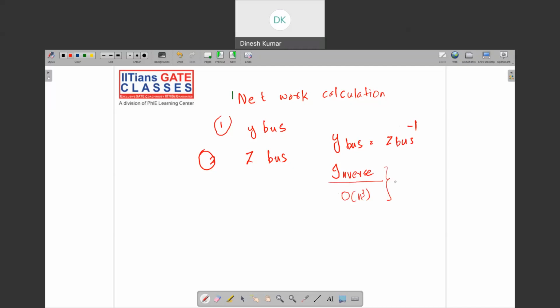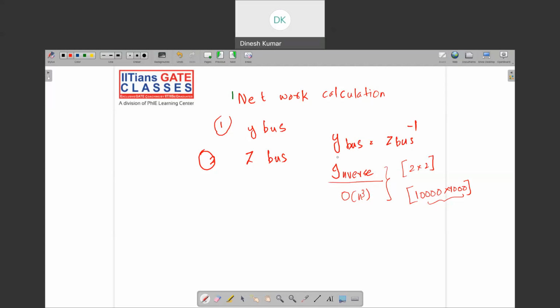If you think about very small matrices, like 2 by 2 or 3 by 3, then we can easily take the inverse. But if you consider a 1000 bus or 2000 bus system, then the matrix will be almost like 10,000 cross 10,000. So you cannot directly find the inverse. It will be a very heavily computationally intense process.